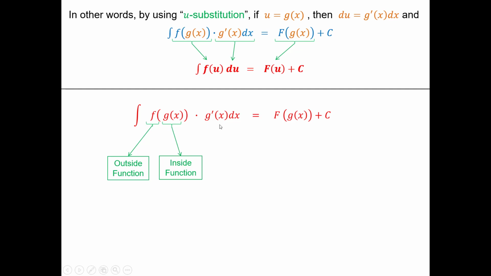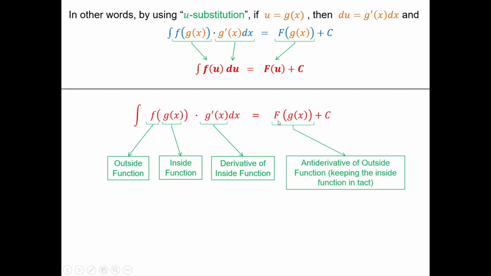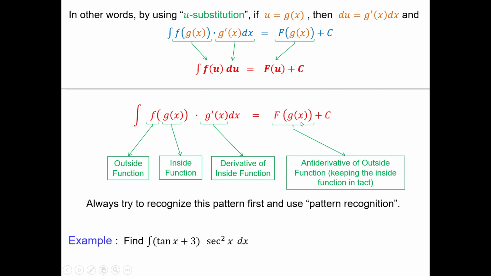G prime of x dx is simply going to describe the derivative of that inside function that needs to be part of the integral in order to find the antiderivative. Once we see this, we can now just take the antiderivative of the outer function, but keep the inside function intact. So let's take a look at another example here.